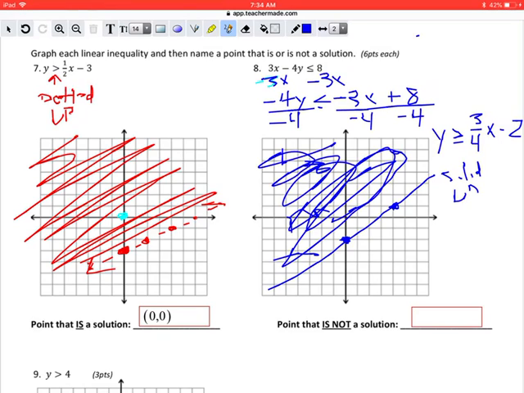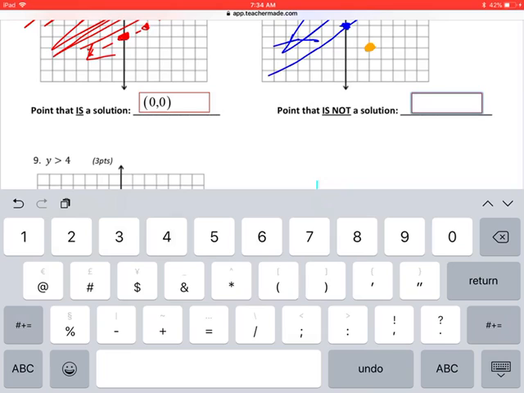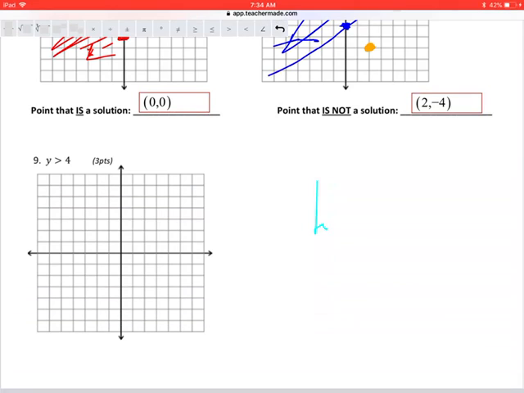Okay, and so now it says pick a point that's not a solution. So I just pick one that's not in the shaded region. So I'm going to pick this one. That's 2, negative 4. So that's the point I put. 2, comma, negative 4. Parentheses. And we're done with that one.